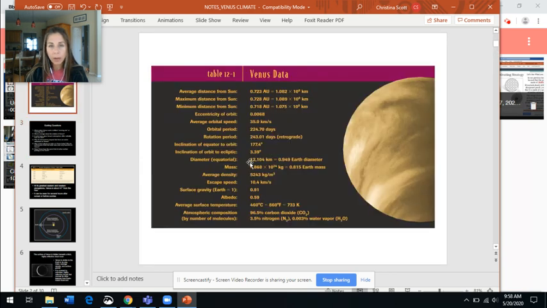Well, anything else I want to point out there? Oh, just its mass and its diameter are similar to Earth. So that's why we call Venus our sick and twisted twin sister.